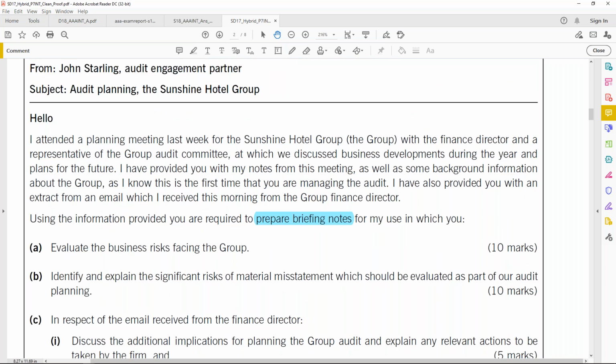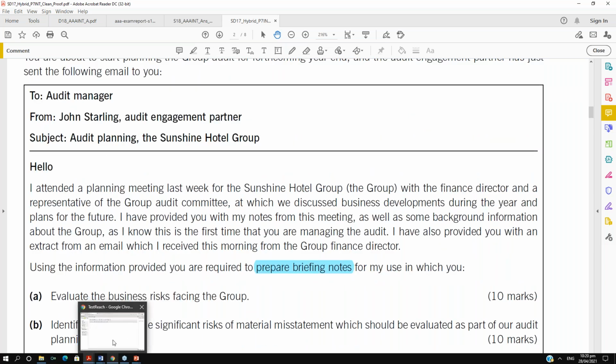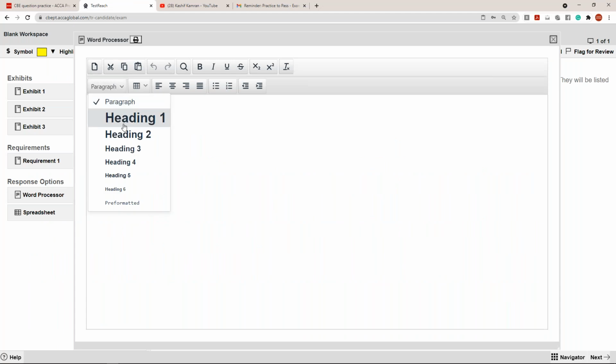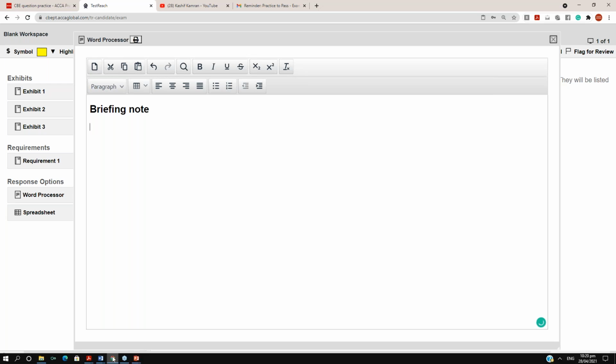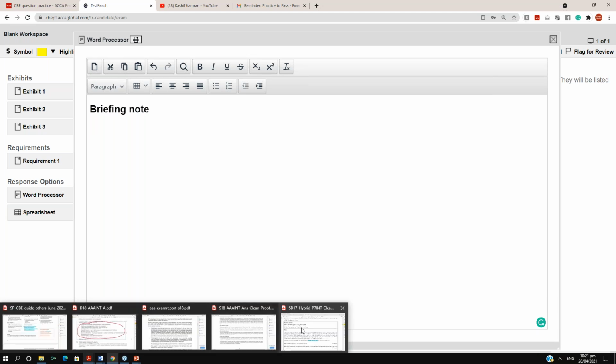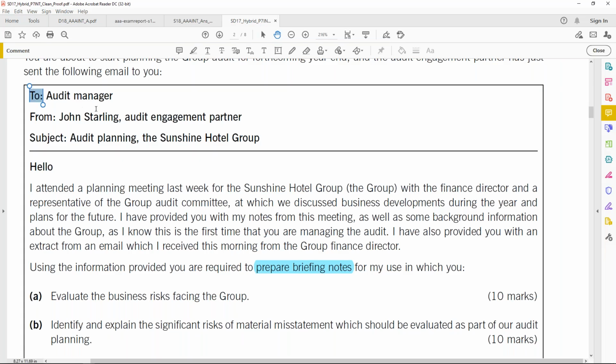So you will make a briefing note on your word processor. We go back to the word processor, you increase the font size, choose heading number 2, that's quite appropriate, and you start to write the briefing note, and you say to, from. You can bring the to, from by copy paste. So you go back here, you have the to, from, subject, and you can just copy this from here. That's a good advantage of the computer based exams.